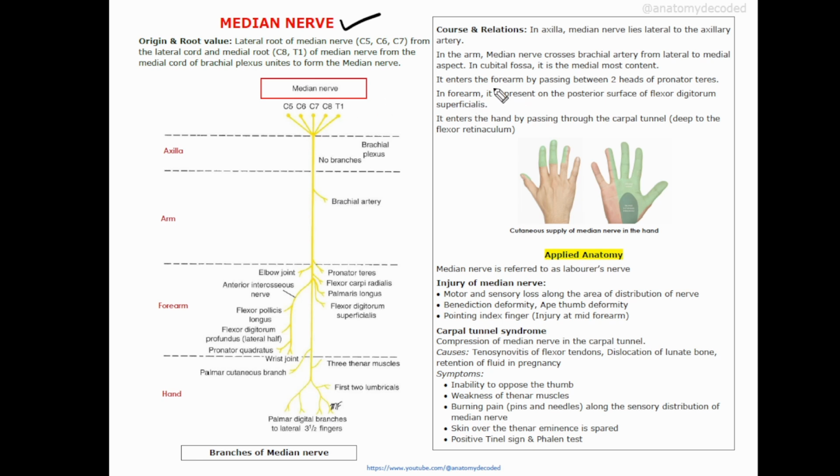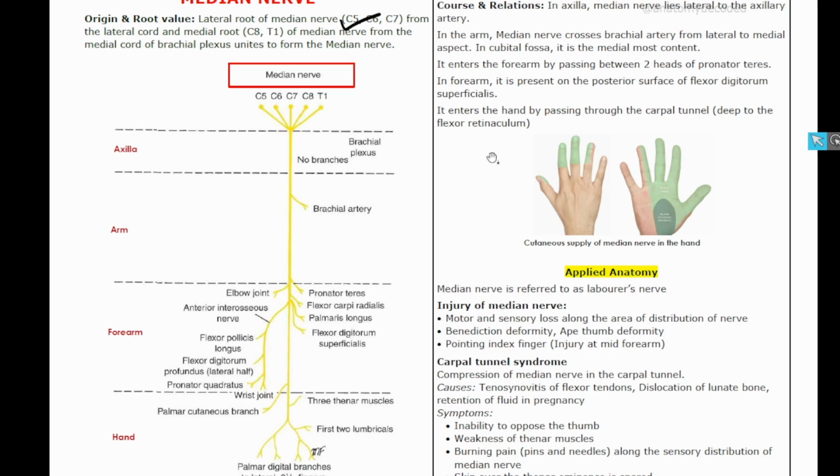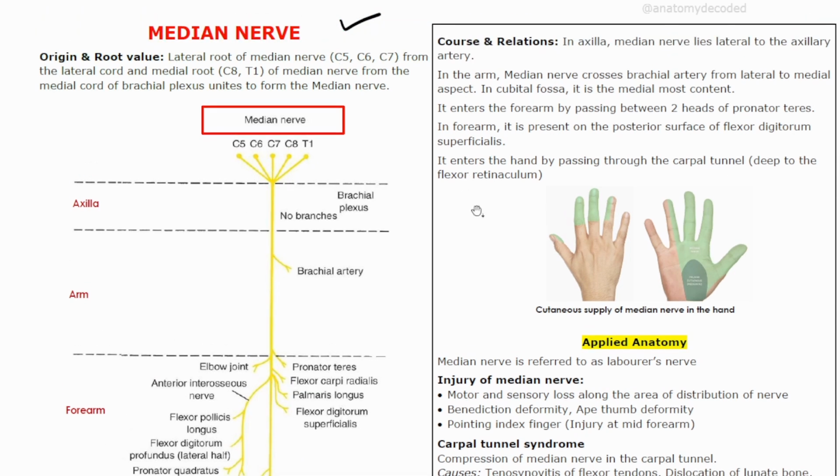Okay, so let's begin with the median nerve now. So median nerve arises from which part of the brachial plexus? It arises from the lateral cord as well as the medial cord of the brachial plexus. The lateral cord gives rise to the lateral root of the median nerve, and the medial cord gives rise to the medial root of the median nerve.